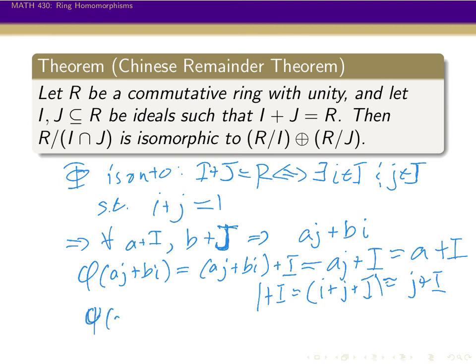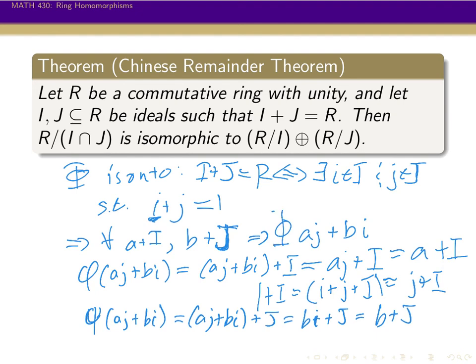And then for psi, similarly, this is going to equal aj plus b times i plus J. But a times j is in J, so this is b times i plus J. But i is in the same coset as 1, since i plus j is 1 and j is in J. And so this is equal to b plus J. So big phi of aj plus bi is going to get sent to the coset a plus I, comma b plus J. Since these can be any cosets in each of these rings, this shows that this is an onto map. Given a coset of I and a coset of J, we've identified an element in the ring that maps to it.